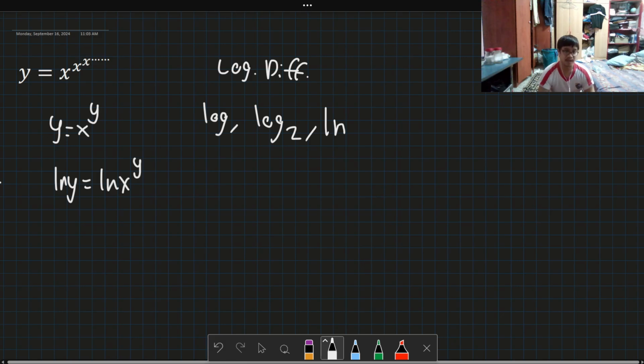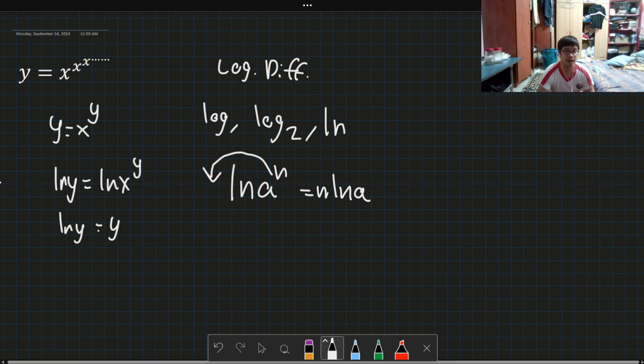So what's next? Here, we're going to expand everything, if we can still expand them. We can expand this one by applying the power law of logarithm. Remember, if we have ln of a raised to n, where n is the exponent for the argument a, whether it's a number or a variable, you just bring it down. So you will have n times ln of a. Here we have y, so we can bring it down. As a result, you will have ln of y is equal to y times ln of x.